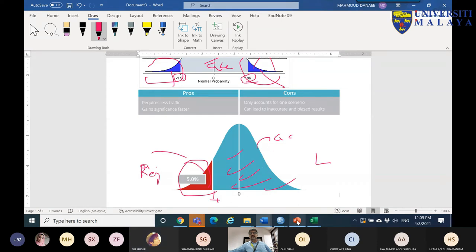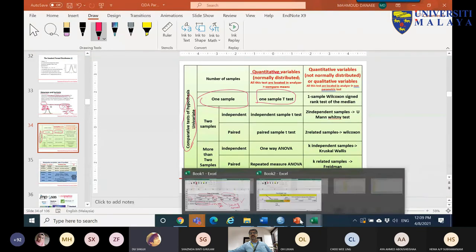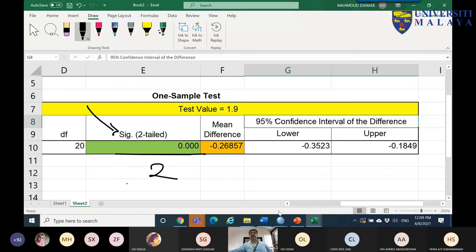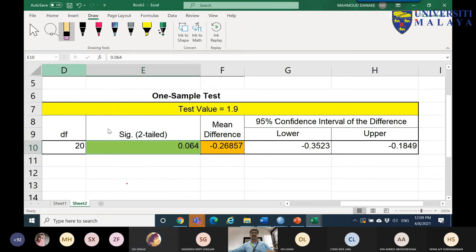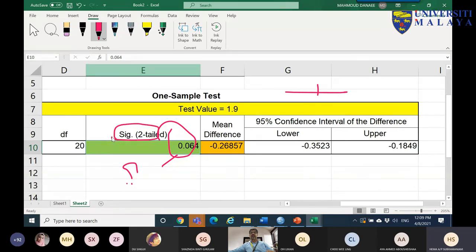So remember, it is very critical to understand the concept of one-tailed and two-tailed. Let me give you an example. Suppose that my p-value here is 0.064. Is it significant or not? No. It is not significant. But remember, the SPSS gives me two tails, but my hypothesis was one tail. What shall I do? I have to divide 0.064 by 2. So my actual p-value will be how much? 0.032. Is it significant? Yes.